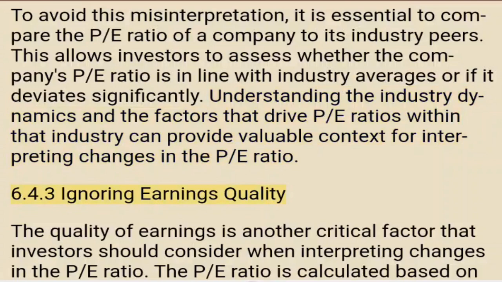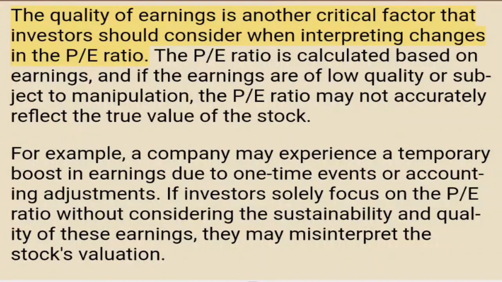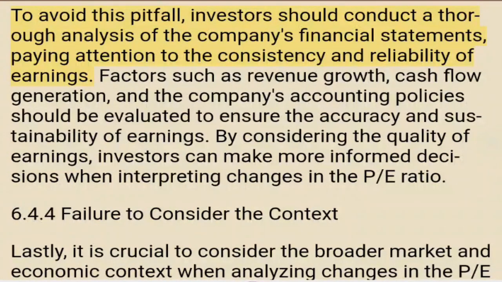6.4.3 Ignoring earnings quality. The quality of earnings is another critical factor that investors should consider when interpreting changes in the P/E ratio. The P/E ratio is calculated based on earnings, and if the earnings are of low quality or subject to manipulation, the P/E ratio may not accurately reflect the true value of the stock. For example, a company may experience a temporary boost in earnings due to one-time events or accounting adjustments. If investors solely focus on the P/E ratio without considering the sustainability and quality of these earnings, they may misinterpret the stock's valuation. To avoid this pitfall, investors should conduct a thorough analysis of the company's financial statements, paying attention to the consistency and reliability of earnings.